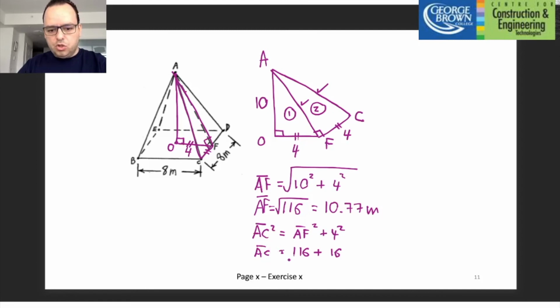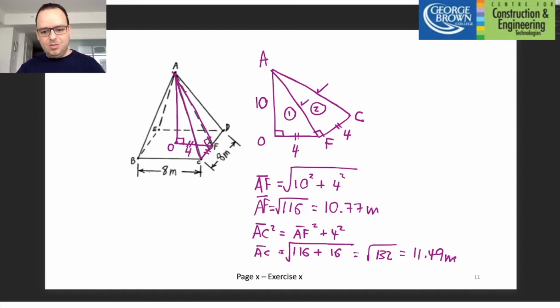If you want to get rid of the squared, you can take a square root. So that's the square root of 132. The square root of 132 is 11.49. Yeah, I cheated on that one. But under less pressure, I could probably do it in my head. So let's just leave it at that.